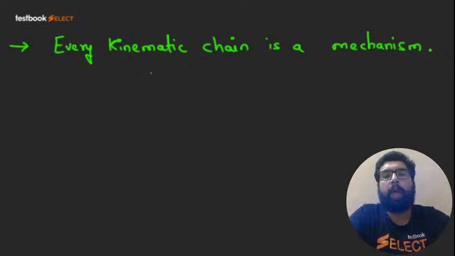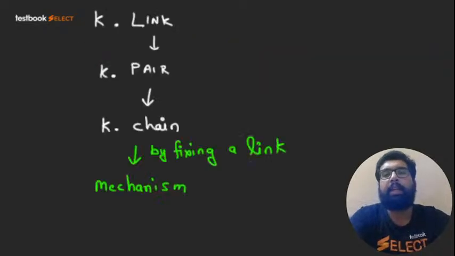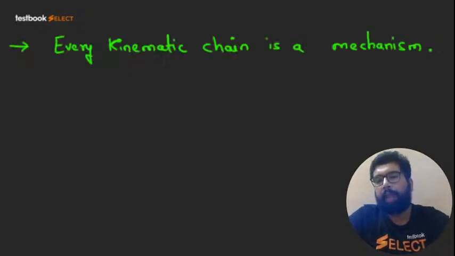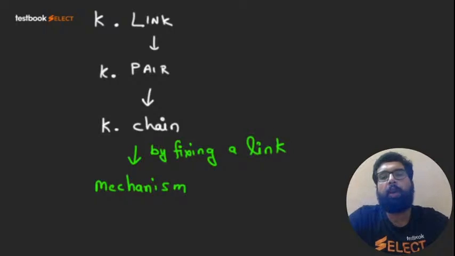Now every kinematic chain is a mechanism, right? Now when every kinematic chain is a mechanism, from a chain, how can we form a mechanism? We can form a mechanism if we fix a link of it.